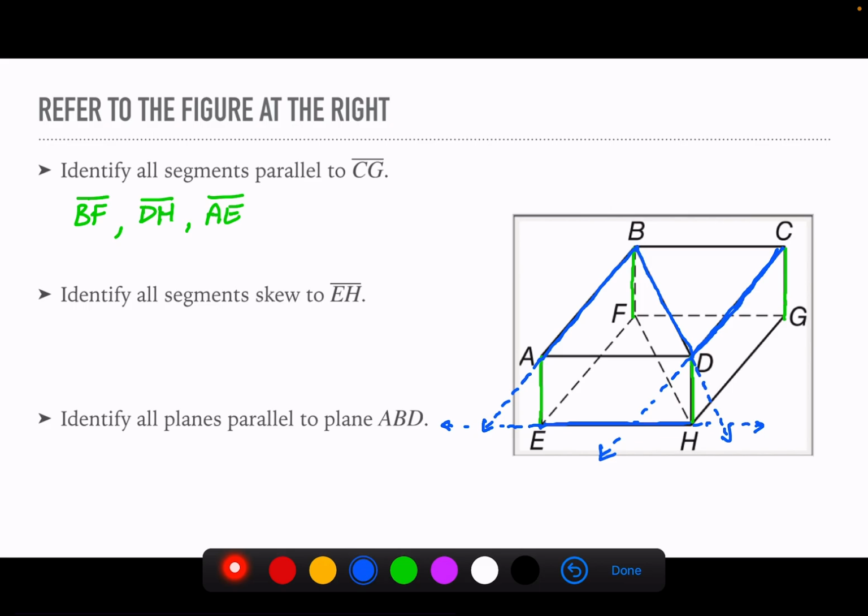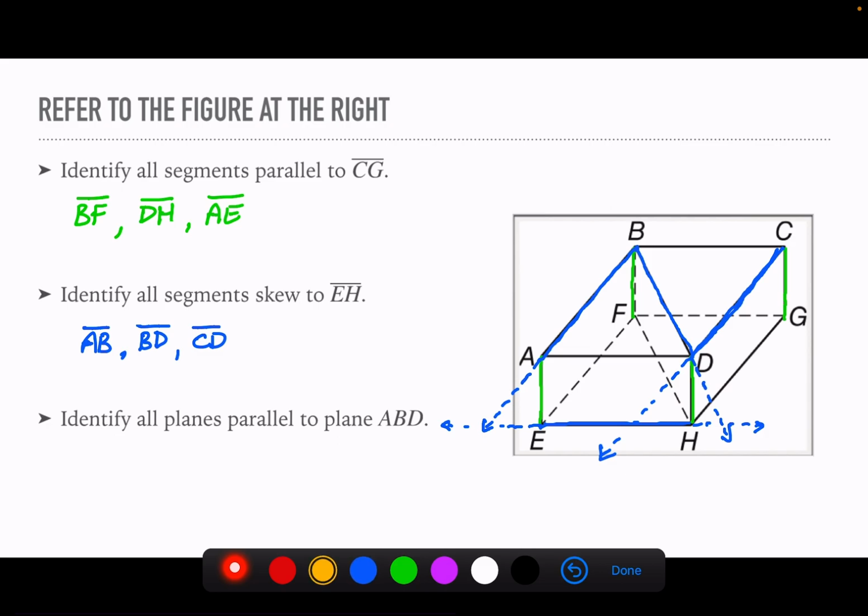So in this case, let's write this down. We have segment AB, we have segment BD, and we have segment CD. All those segments are what we call skew to EH.